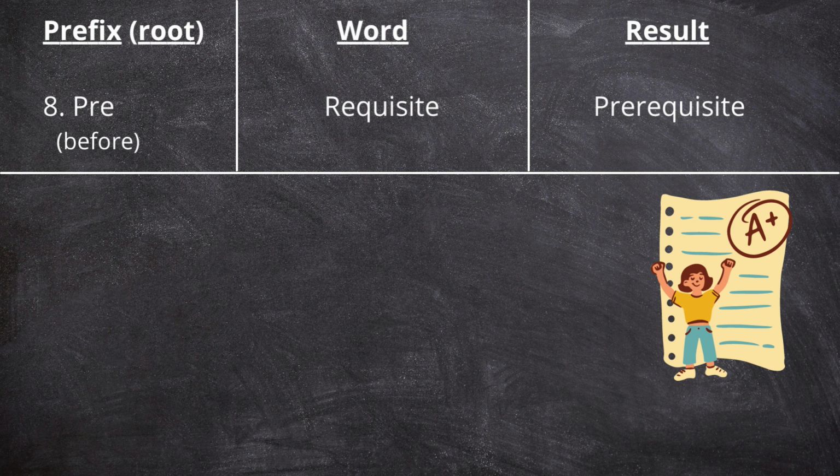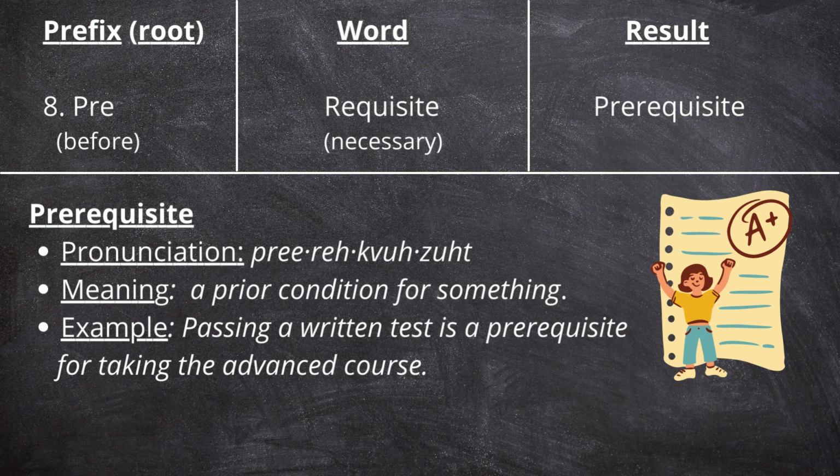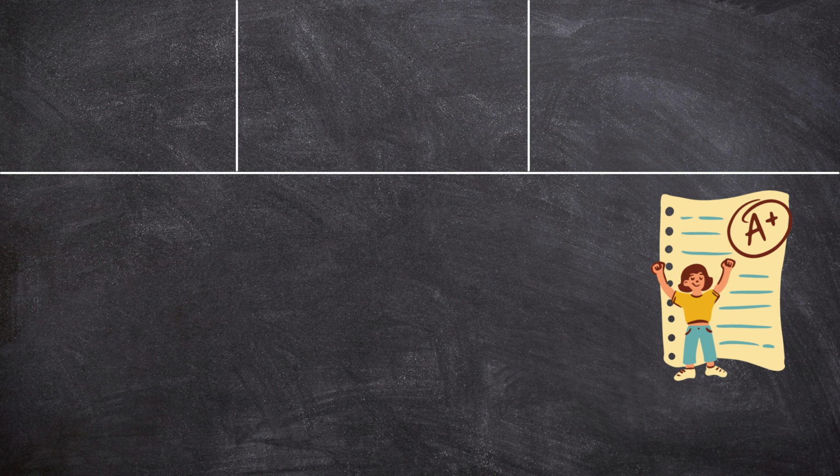Eighth prefix is pre, which means before, and the word is requisite, which means necessary. Both put together form a word prerequisite. Prerequisite means a prior condition for something. For example, passing a written test is a prerequisite for taking the advanced course.